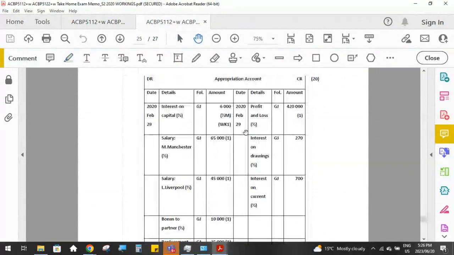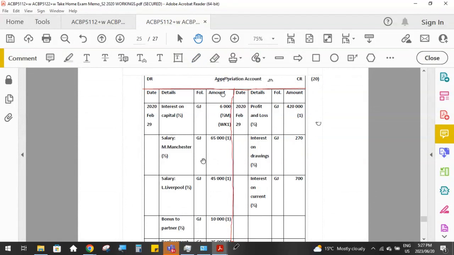Okay, so let's go and have a look at what this looks like. So here is our appropriations. Remember, it's the appropriations account in the general ledger, which means that it is one of our T accounts. So the top of the T is the name of the general ledger. Debits will be on the left-hand side, credits on the right-hand side. We've got date, details, folio, amount on the left, and date, details, folio, amount on the right-hand side.